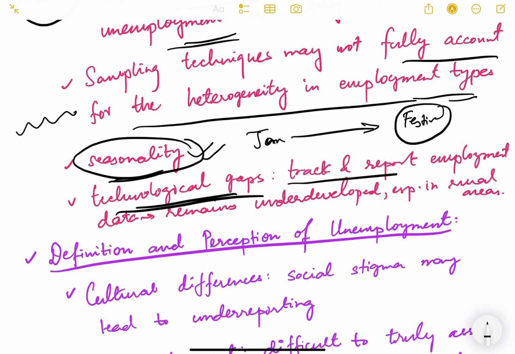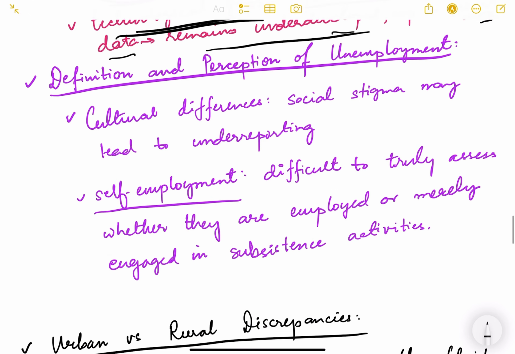Technological gaps are also there. Tools to track and report employment data remain underdeveloped, especially in rural areas. So again, we are not able to fully leverage the technology here.